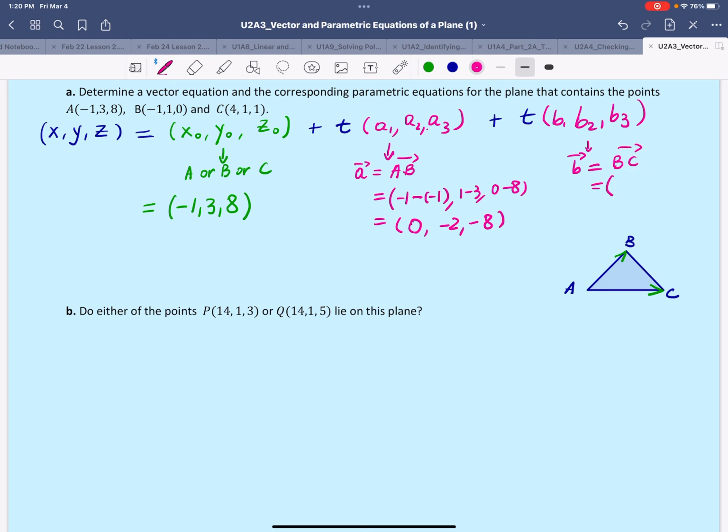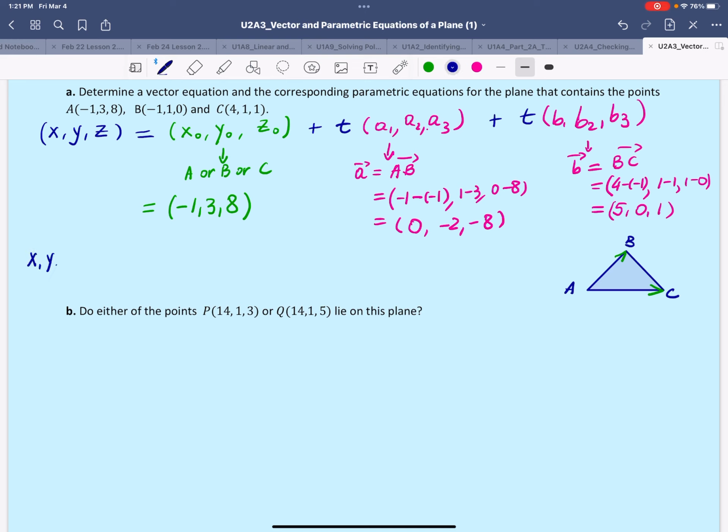We'll have the coordinates, and again, remember, from C subtract B. So 4 minus negative 1 for x. For y, we have 1 minus 1. And for z, we have 1 minus 0. So the coordinates of direction vector b would be 5, 0, and 1. Now that we have all the numbers, we can put them in.